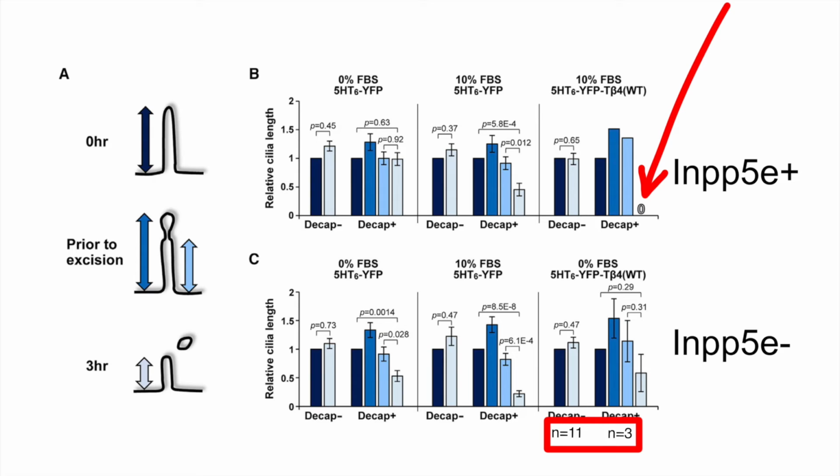Additionally, in the bottom right corner, we have INPP5E negative cells with no growth media and wild-type thymosin beta-4, which does show reabsorption, but decapitation was only observed in 3 of the 14 cells.